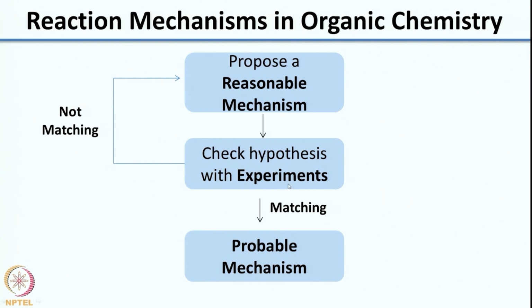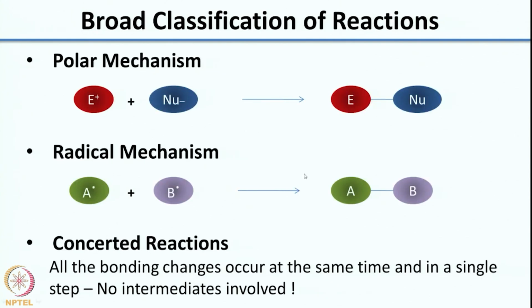the most probable mechanism. So, initially in week 1 we had started with a broad classification of reactions. So, we had classified them as reactions that have a polar mechanism. So, in a polar mechanism you have charged intermediates or intermediates with partial charge that is developed, and you can think of an electrophilic and a nucleophilic species coming together to form this new bond. Then we had looked at radical mechanism where you essentially do not have charged intermediates, but you have intermediates containing single electrons called radicals and how they come together to form products. And the third classification was concerted reactions. So, in these reactions all bonding changes occur at the same time and in a single step. So, essentially you have no intermediates involved.